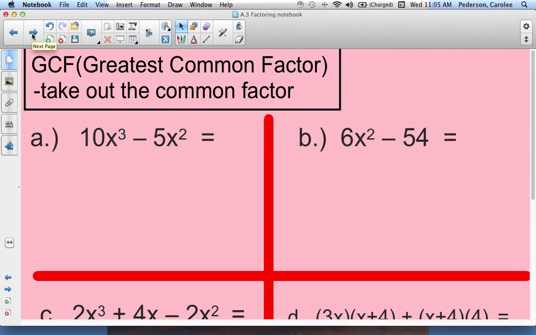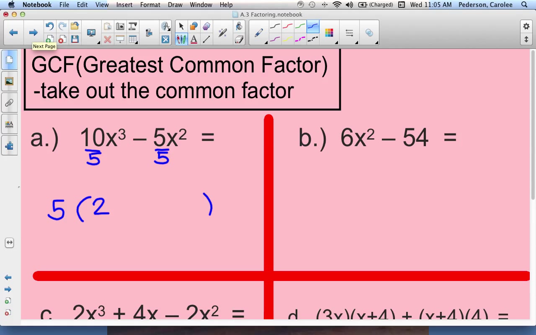So the first set of examples all have greatest common factor. Example A, 10x cubed minus 5x squared. We want to find out what we can take out the greatest of. So let's look at the coefficients first. The coefficients are 10 and 5. So what you can take out greatest by dividing is a 5. So what you're left with, after you divide by a 5 here and a 5 here, is a 2 and a minus 1. The other thing you can take out is a variable.